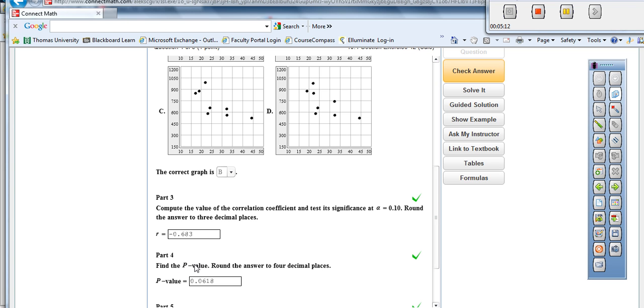Part 4 says find the p-value, and we're going to use the p-value to test it. I kind of explain this and they explain it and solve it, but I'll explain it here in a minute. So now to find the p-value, we've got to do a couple things.